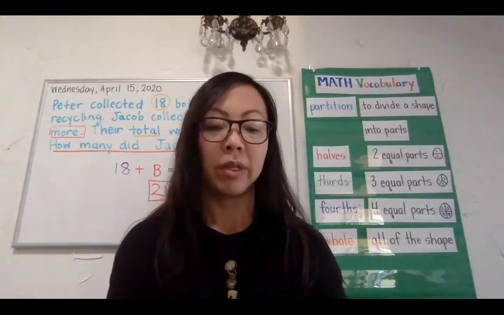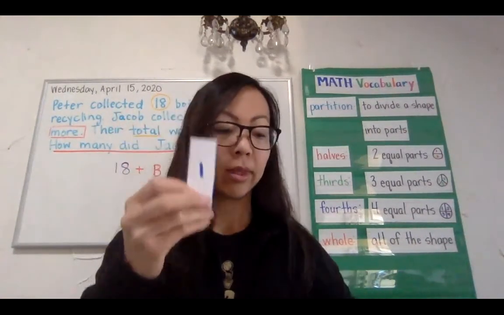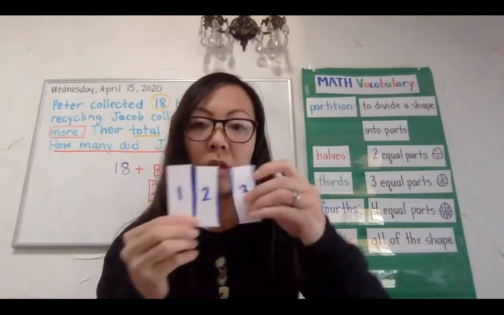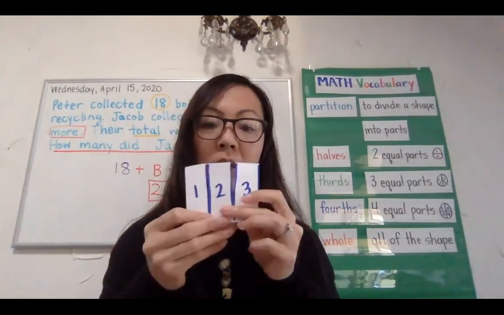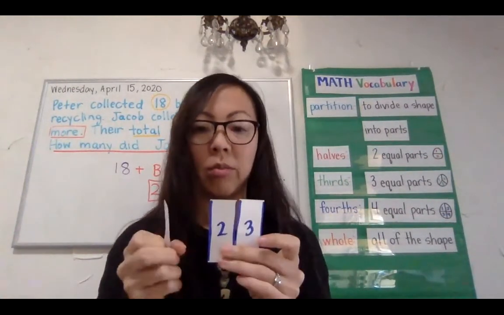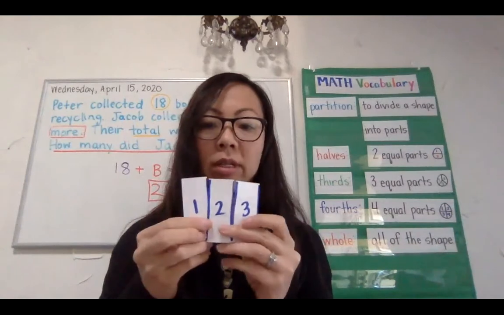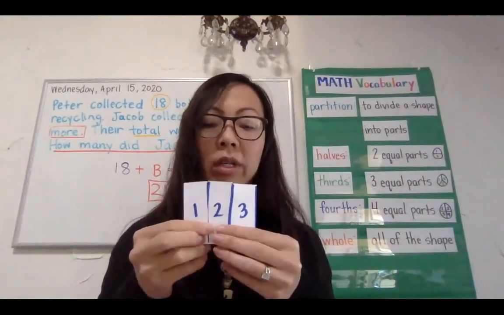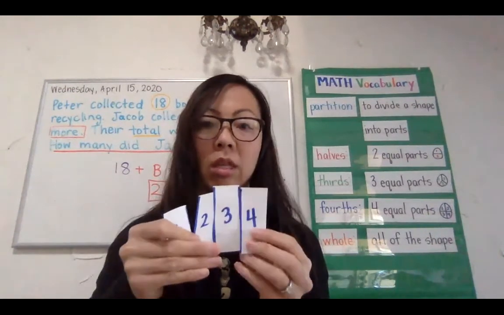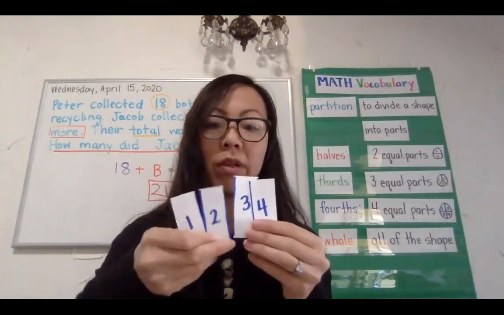All righty, here I have them. 1, 2, 3. Am I done? Oops. Nope, I sure am not, because I have to make sure I have 4 equal parts in order to have fourths. And there they are, my 4 equal parts.